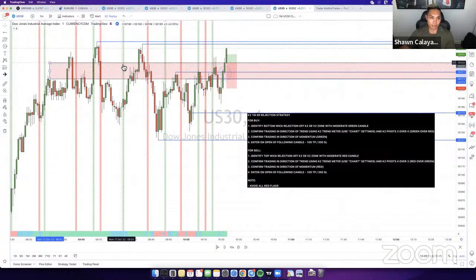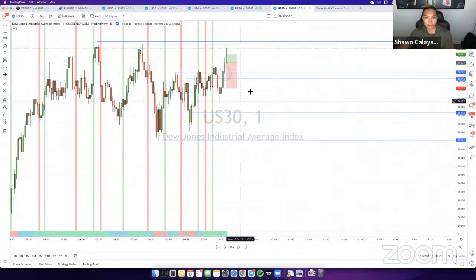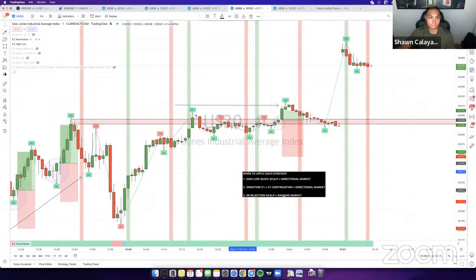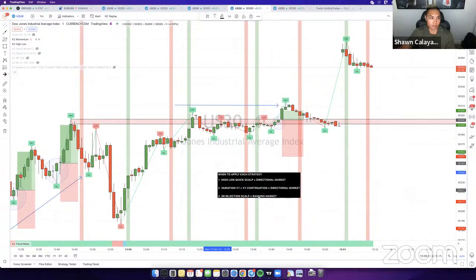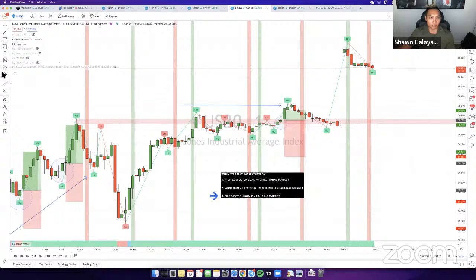So is that making sense, guys? Like, really, it's not that difficult. You have a few strategies here to follow. The real thing is just to identify when it's moving directional or when it's moving sideways. If it's moving sideways, look for SR rejection scalps. If the market's moving directional, you have two different strategies here to apply. And these pretty much are the same thing.